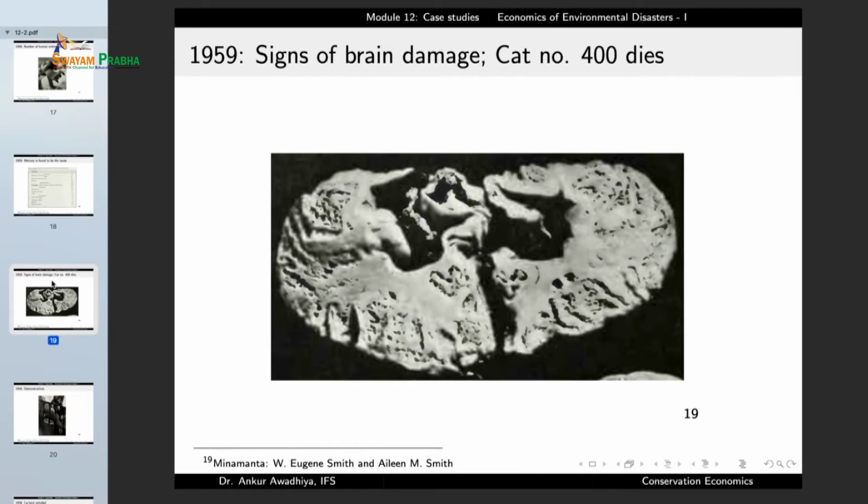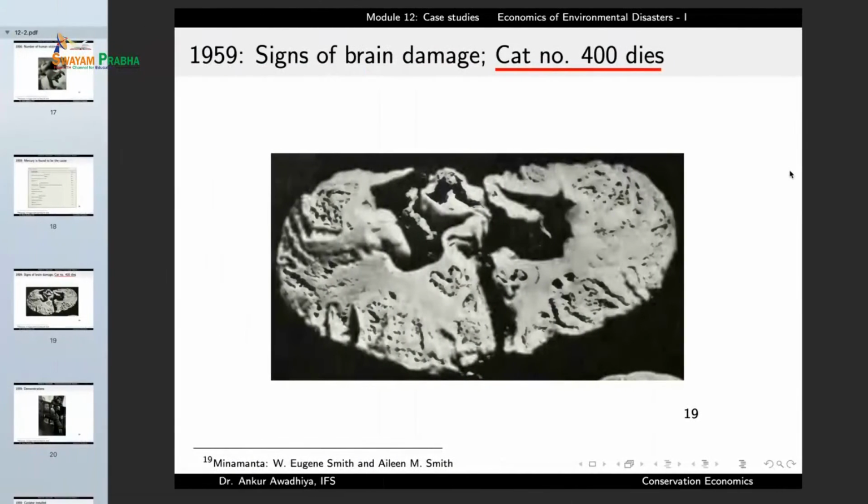People start observing damages in the brain. So, if there is a post-mortem, people would find that the brains are having holes. And importantly, cat number 400 dies. What is cat number 400? One of the scientists took cats and started feeding them with the residue that was being thrown by the company into the seawater. Once he started feeding the cat, he was able to develop all these symptoms very quickly in the cat.